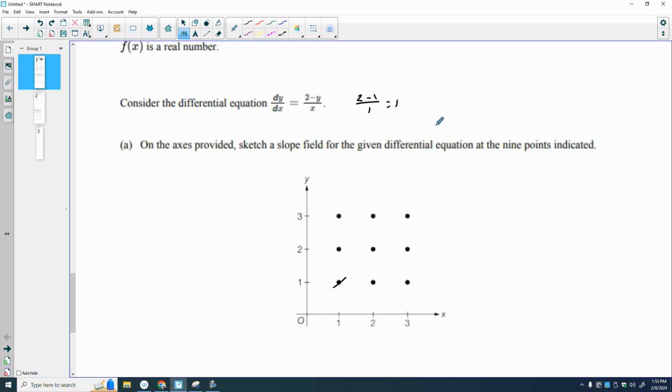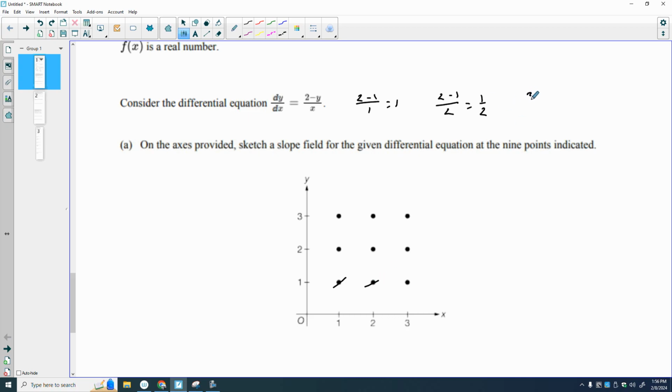Now y stays as 1, so the top is still 2 minus 1, but the x goes to a 2. And so now I get 1/2. So following my pattern, up 1 and over 2, I'm kind of shooting for that slope right there, a little bit flatter.